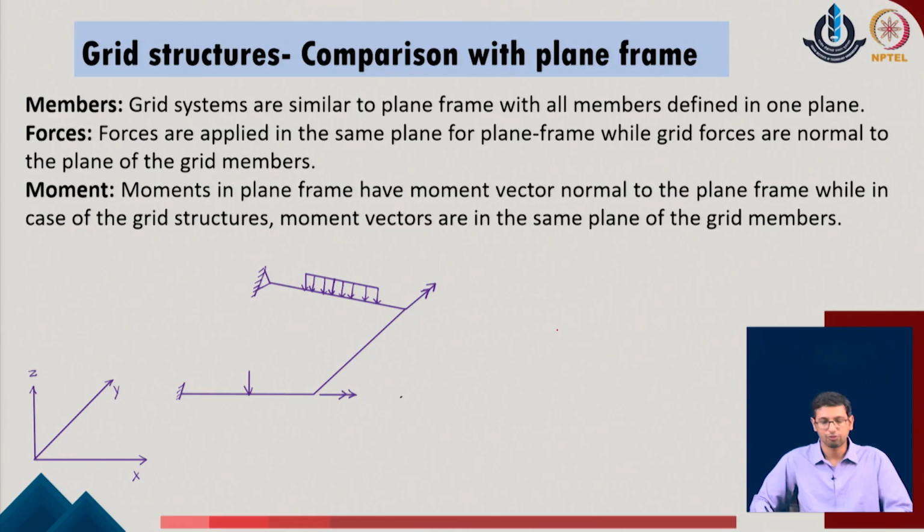Okay. So, typically if you see a simple member, like if I define in this case the coordinate system which is located with the x, y and z in the given problem, one can just come up with, say, a system like a plane frame in this manner, right.